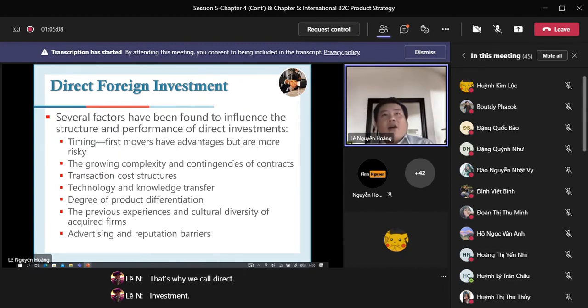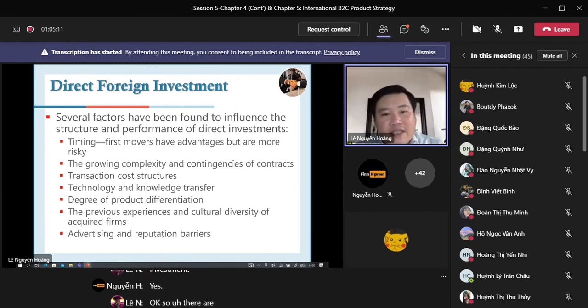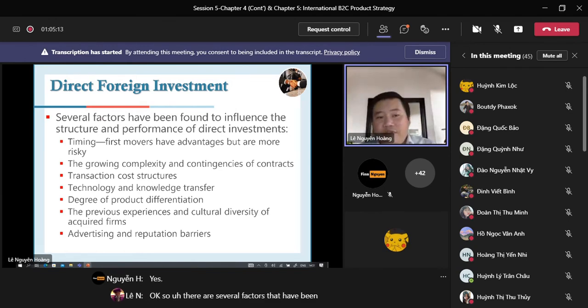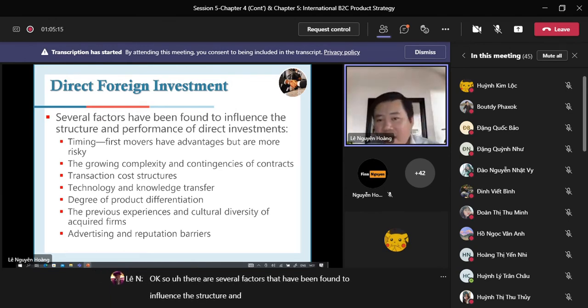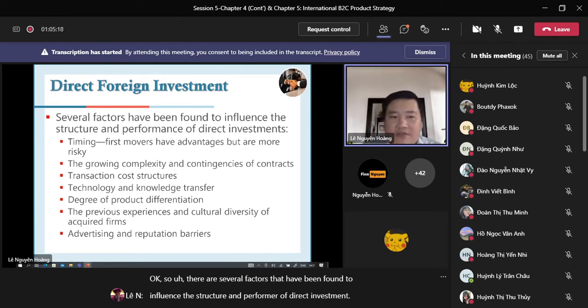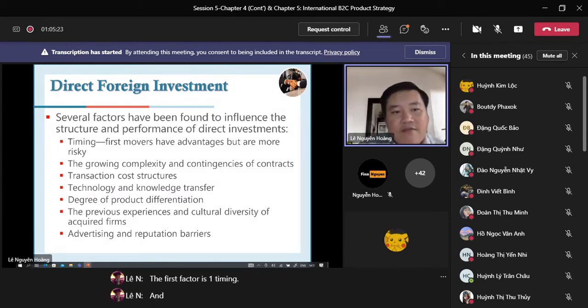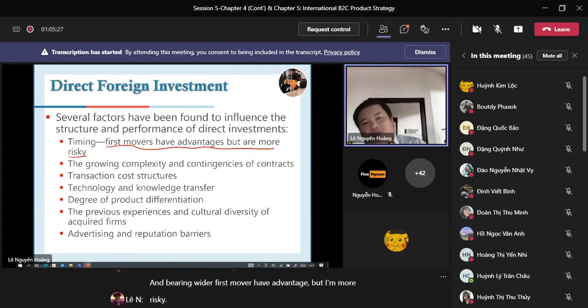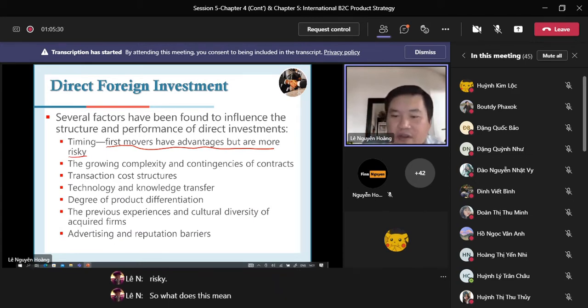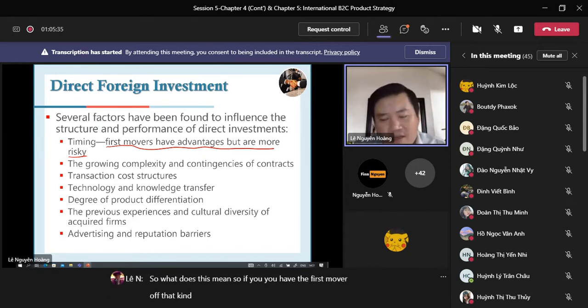Okay, so there are several factors that have been found to influence the structure and performance of direct investment. The first factor involves timing, and bear in mind that first movers have an advantage but are more risky. So what does it mean? If you are the first mover of that kind of product in the foreign market, then you can get an advantage as the first mover.